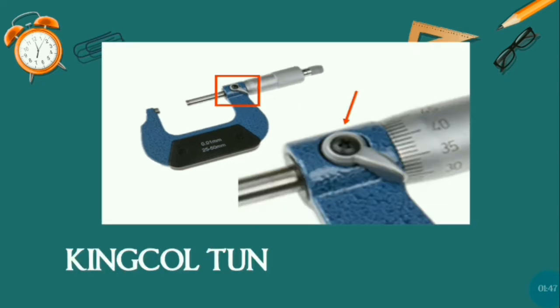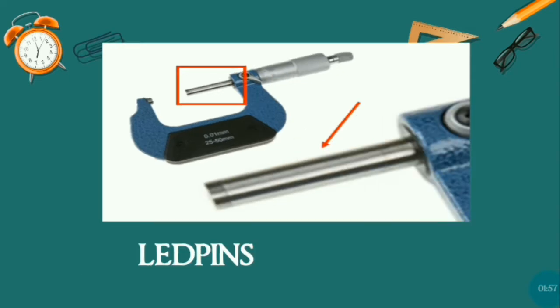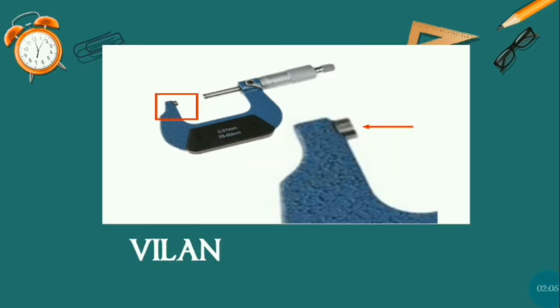Fifth, very good. This is locking knot. Sixth, very good. This is spindle. Very good. This is anvil.